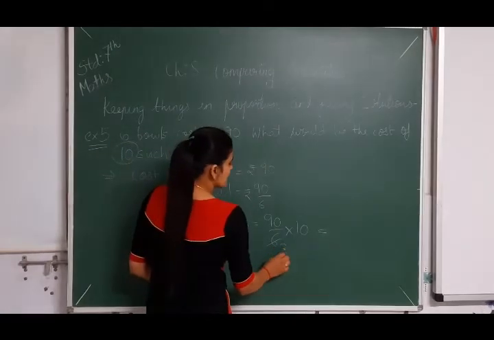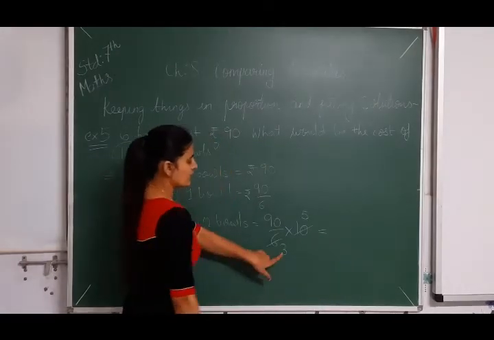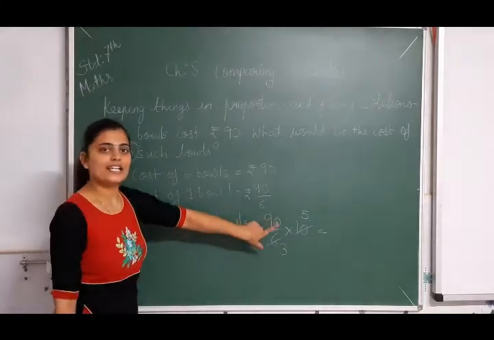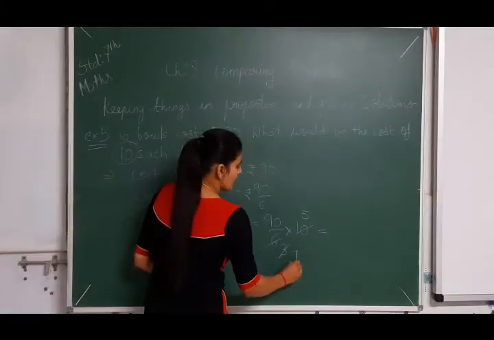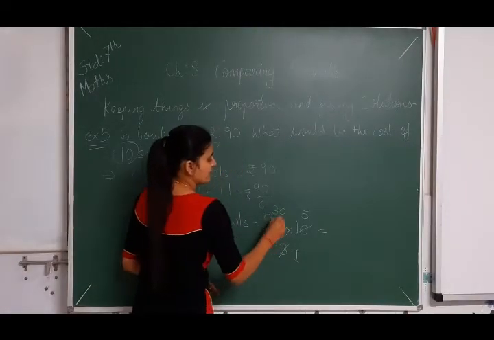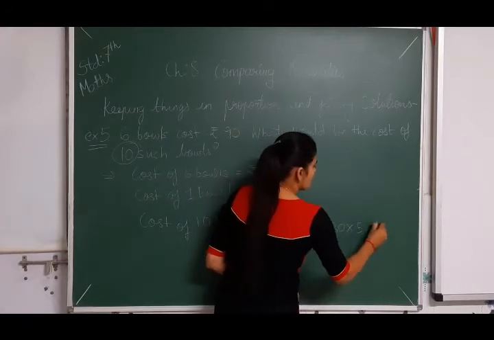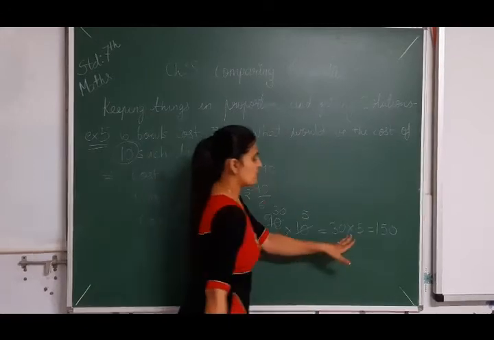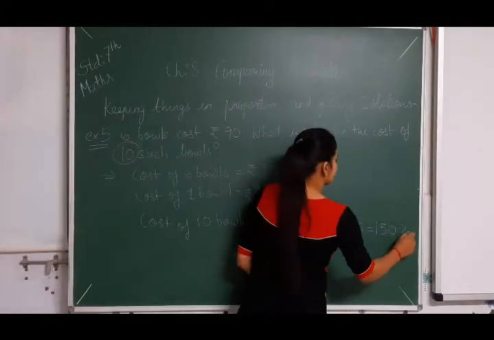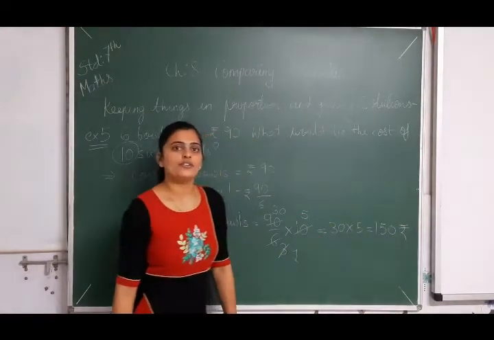2 3s are 6 and 2 5s are 10. Now these 3 can be cancelled out with the 90. 3 1s are 3 and 3 30s are 90. So after that 30 multiplied by 5, 3 5s are 15, so 150. So the final answer is rupees 150.